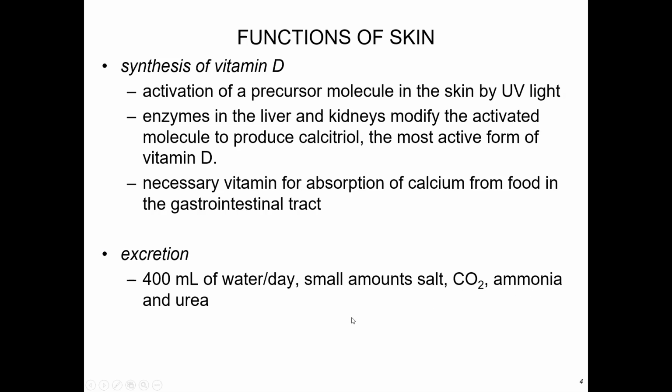The salt, carbon dioxide, ammonia, urea is just there for curiosity purposes. We have organ systems that are a lot better able to remove salts, ammonia, and urea, namely the urinary system. When it comes to carbon dioxide, our respiratory system removes a lot more carbon dioxide than eccrine sweat glands.